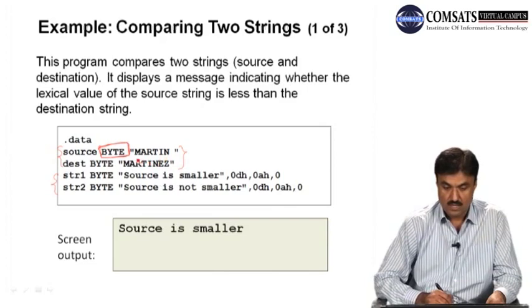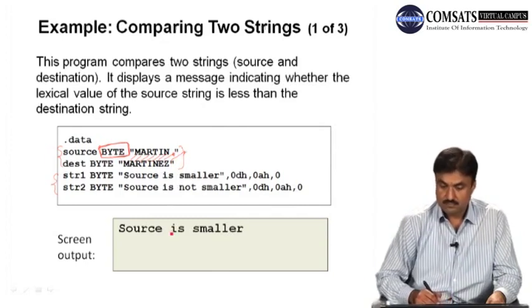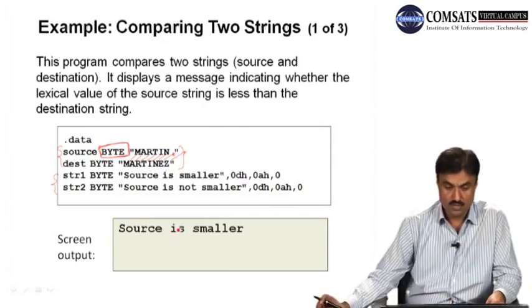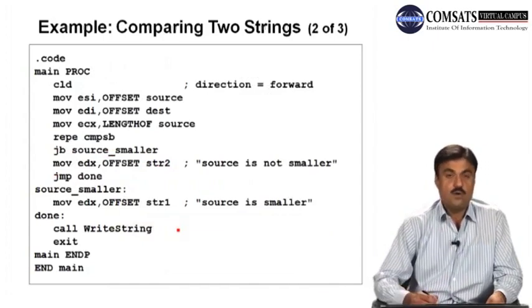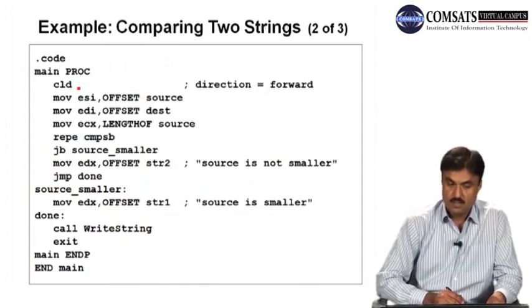So we are comparing M, A, R, T, they are equal, I, N. Then E is not equal to the other one, so there is no value for E and Z. So 'source is smaller' will be the output when you print on the screen. How will it be printed on the screen?